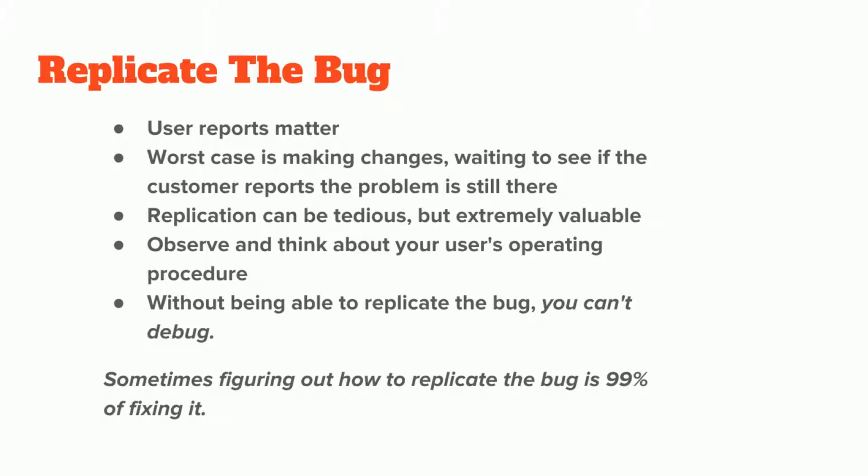So your next step, after you know what the problem is, is to try and replicate it yourself, and that's where user reports are very helpful. One of the worst case scenarios is you make changes, but because you don't know how to replicate it, you have to just wait to see if the customer says it's still broken or not. Replication can be tedious, but it's extremely valuable for actually understanding the problem and fixing the underlying issue. So you want to observe and think about your user's operating procedure, whether that's screenshots, or if you have the ability to screen share with them over video, you can get a lot of good information that way. Without being able to replicate the bug, you can't actually debug it.